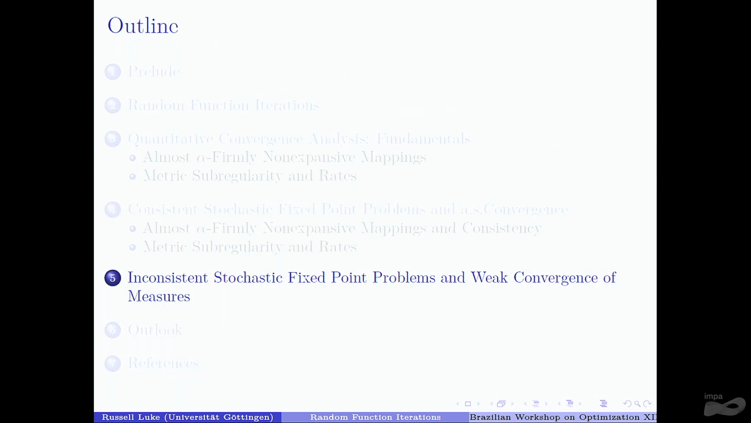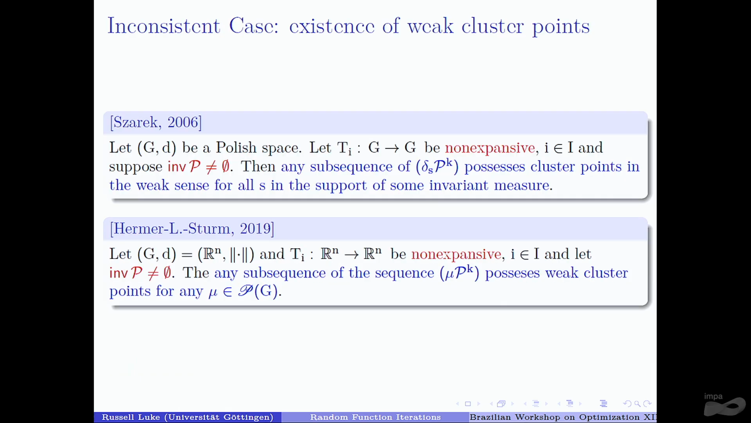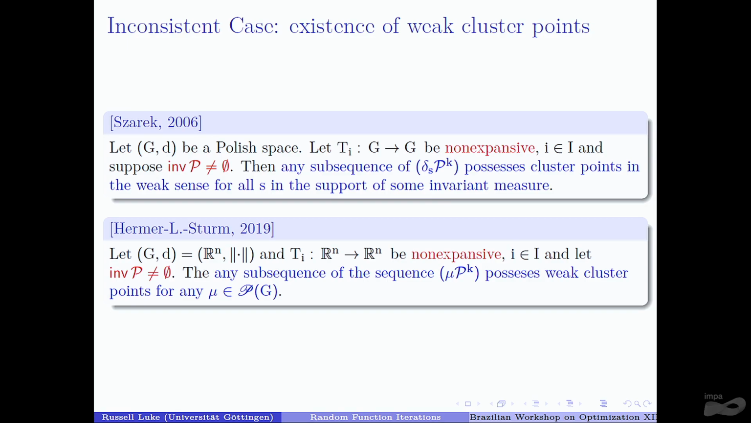Okay, so now if we go to the inconsistent case, the probabilists have a much better handle on things than I do, and it's very difficult to come up with something that a probabilist wouldn't just look at and say is totally trivial. Sarek in 2006 has this result that you're on a Polish space, and if you have a non-expansive mapping, and the set of stationary measures is not empty, then any subsequence.